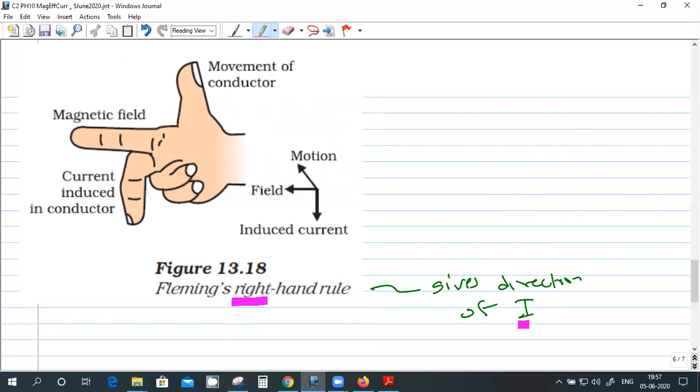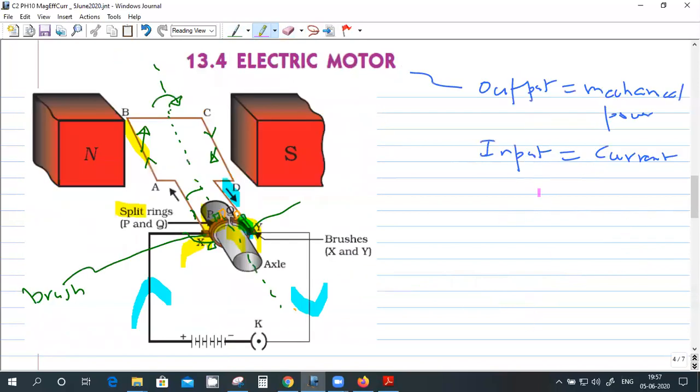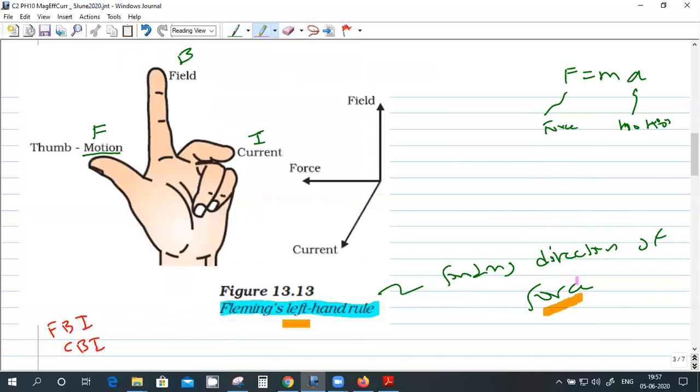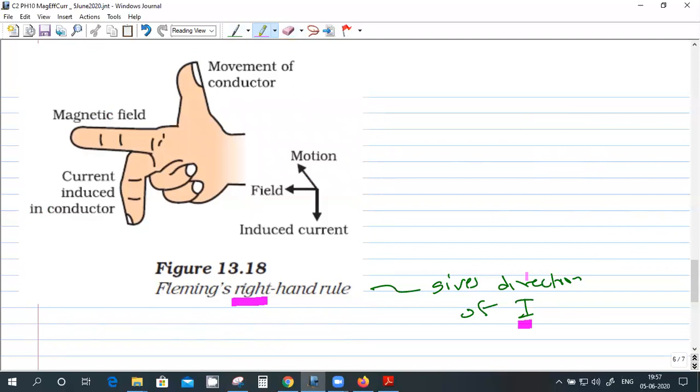Right hand rule to get the direction of current, and the left hand rule to get the direction of force. Okay, again the same thing, FBI only. Thumb is F.